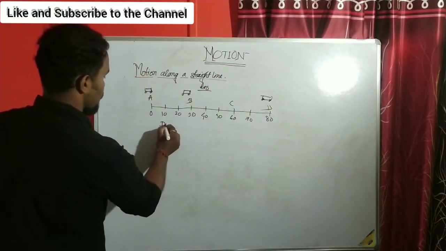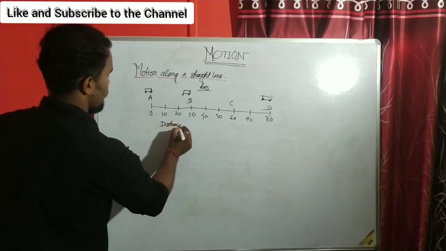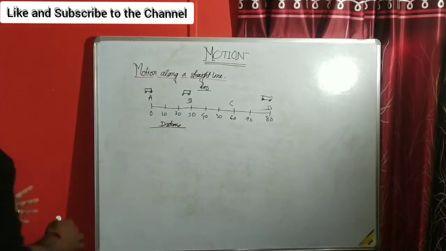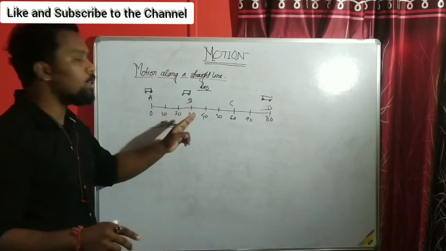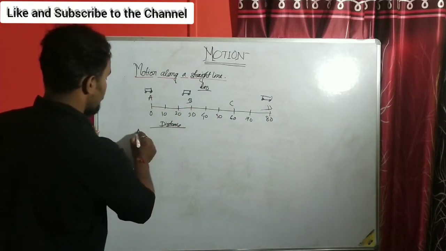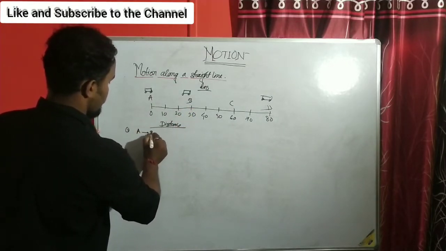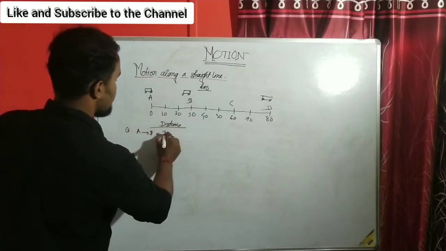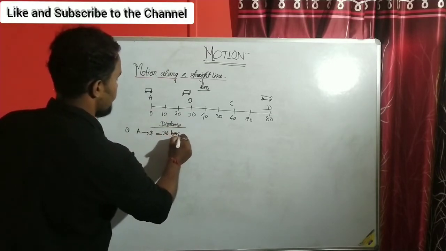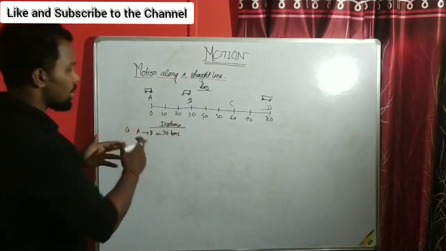First I will observe the distance. What is the distance from A to B? From A to B is how much? 30 kilometers. It's quite simple. Reading is 30, that means the distance is 30 kilometers.